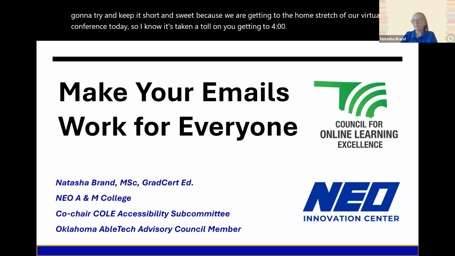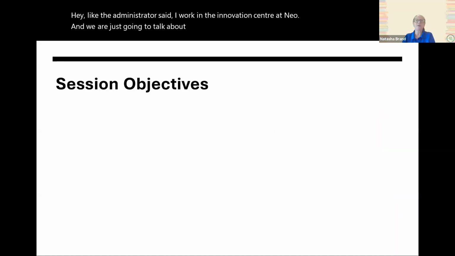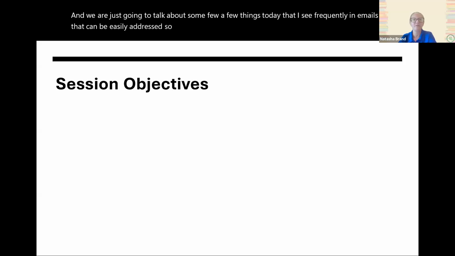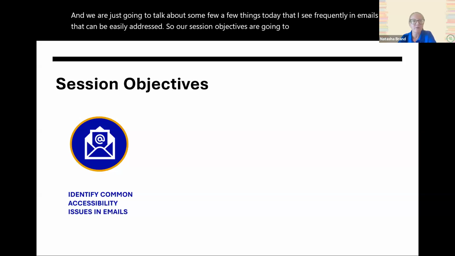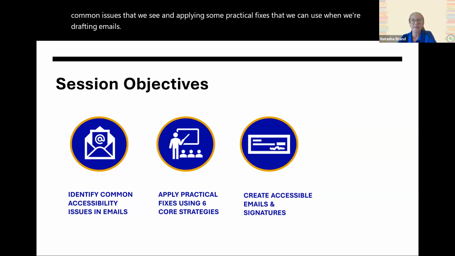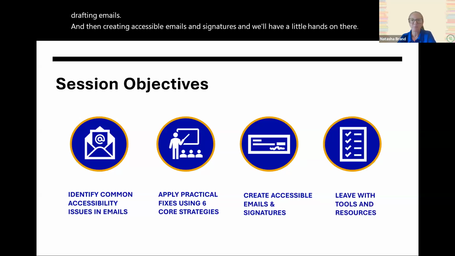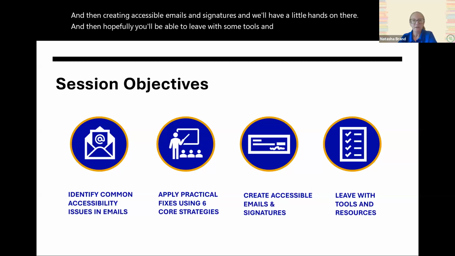Like Yasminda said, I work in the Innovation Center at NEO, and we are just going to talk about a few things today that I see frequently in emails that can be easily addressed. So our session objectives are going to be identifying those common issues that we see and applying some practical fixes that we can use when we're drafting emails, and then creating accessible emails and signatures, and we'll have a little hands-on there. And then hopefully you'll be able to leave with some tools and some resources.